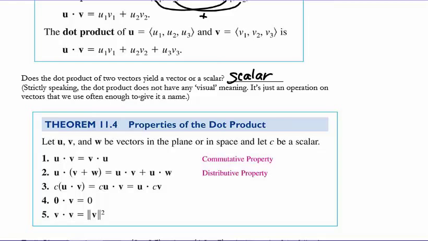Now, strictly speaking, the dot product does not have any visual meaning. You can't say, well, what does that look like? It doesn't really look like anything. It gives us a value, and that value is indicative of a couple different things that we'll get to. But in and of itself, if I say the dot product of these two vectors is 17, you could say, okay, good for you. However, it is used a lot, so we give it a name and we use it as an operator. It's an operation on vectors that we use often enough to give it a name.